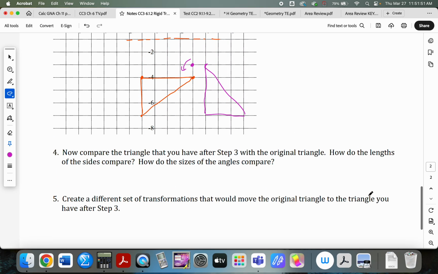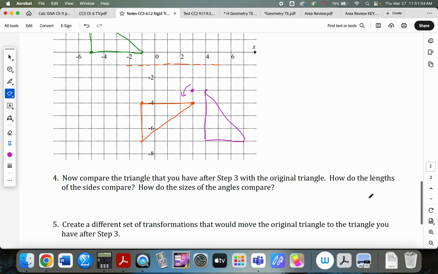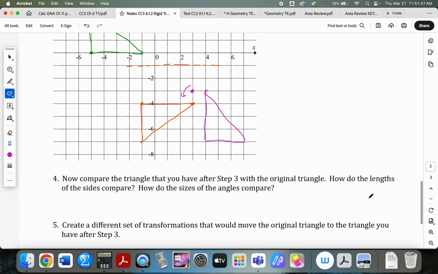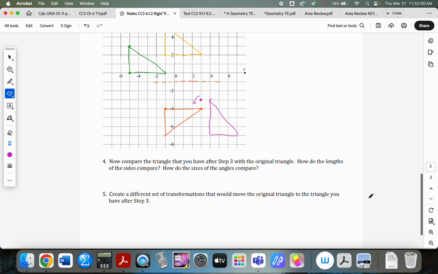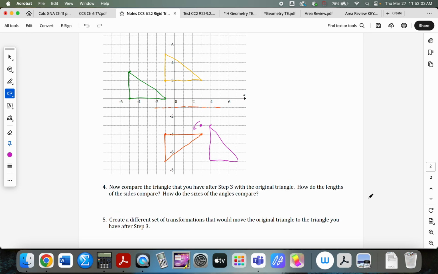All right, now compare the triangle that you have after step 3 with the original triangle. How do the lengths of the sides compare? How do the angle measures compare? Well, if I'm looking at those two triangles, here's the original, here's my final. Are the side lengths the same as they were before? This has side lengths of 3 and 4 and something. This has 3 and 4 and that same something, doesn't it? So the lengths of the sides are the same.